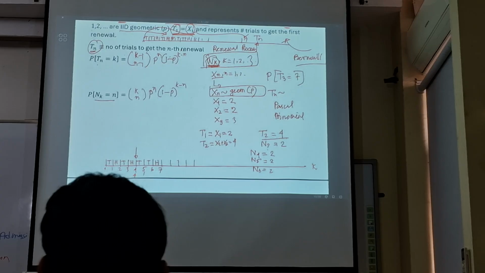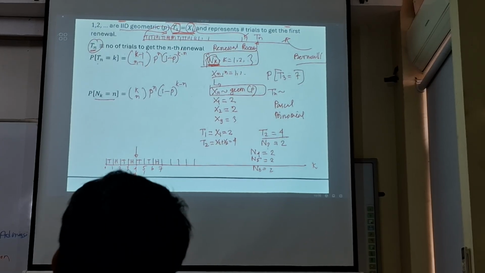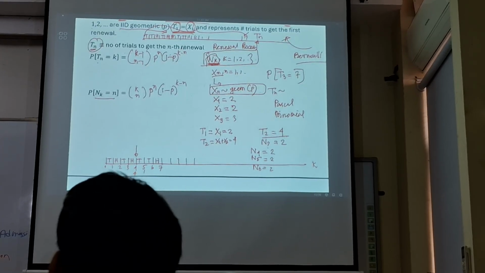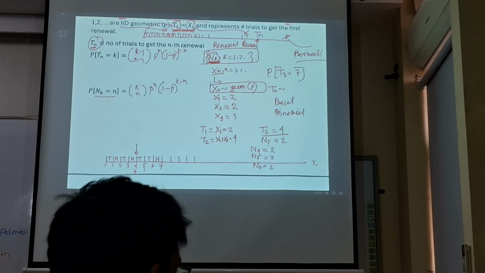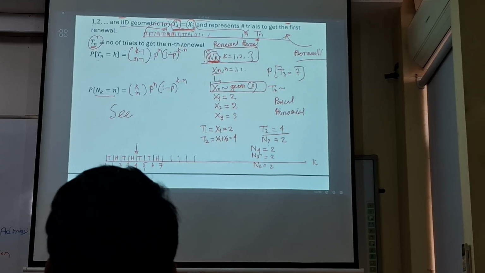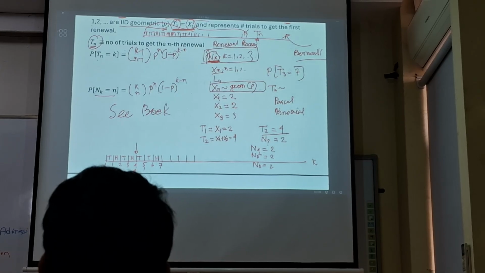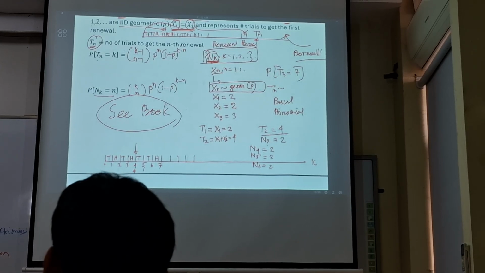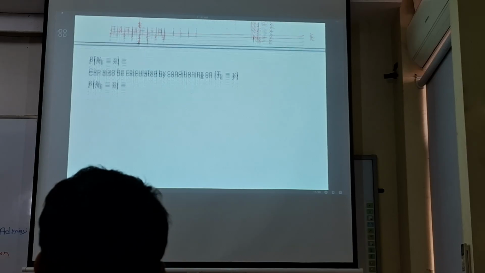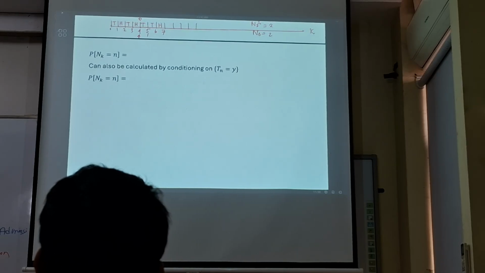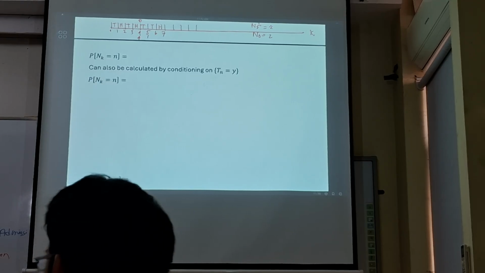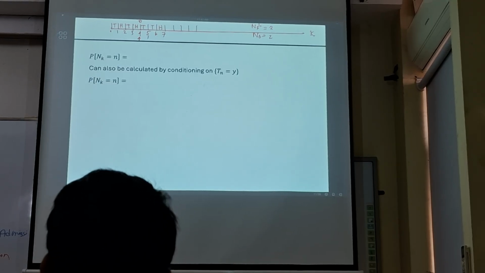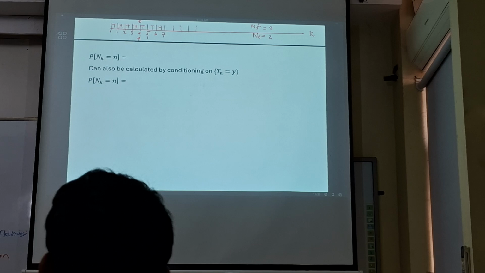But this equation can be derived in very different ways. Okay, let us forget this one. We do not go to the detail. See the book. There are very different ways. This one is forcing us to calculate. See the book. Example 7, see the book.